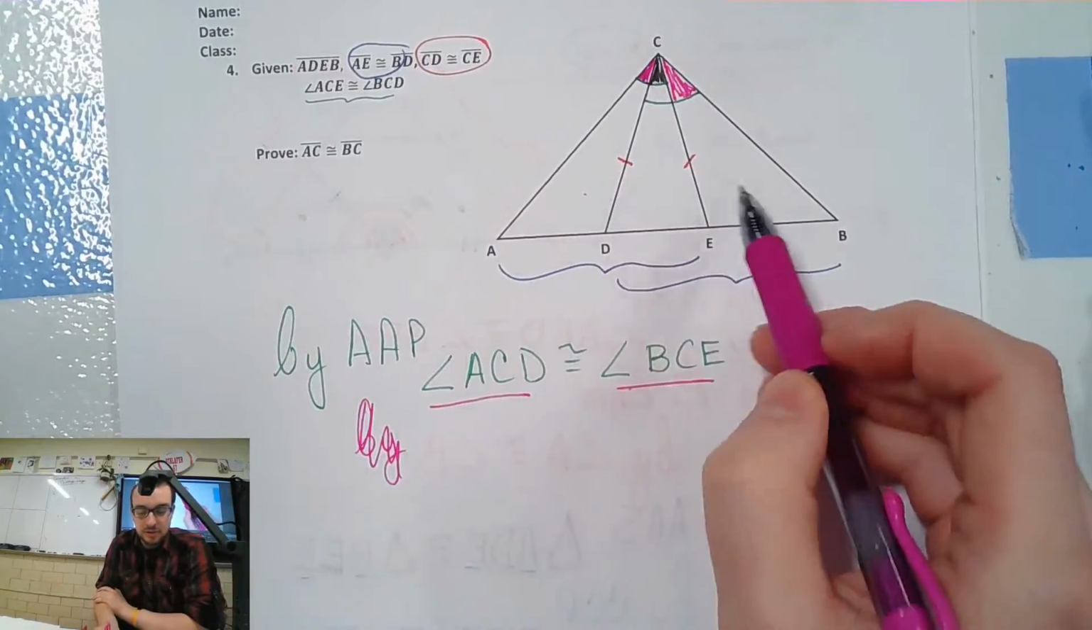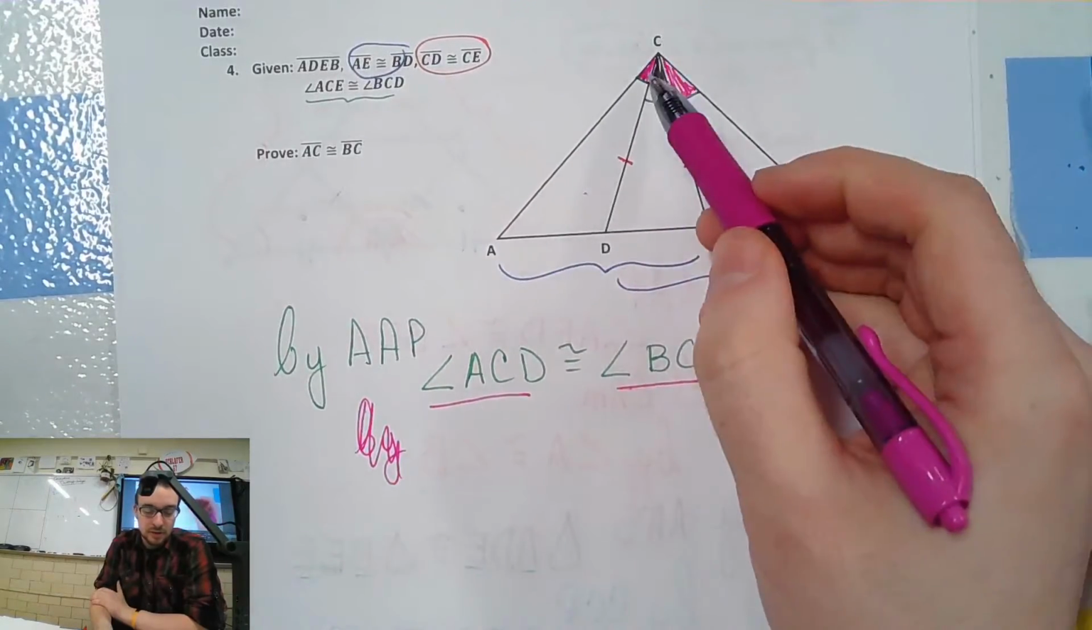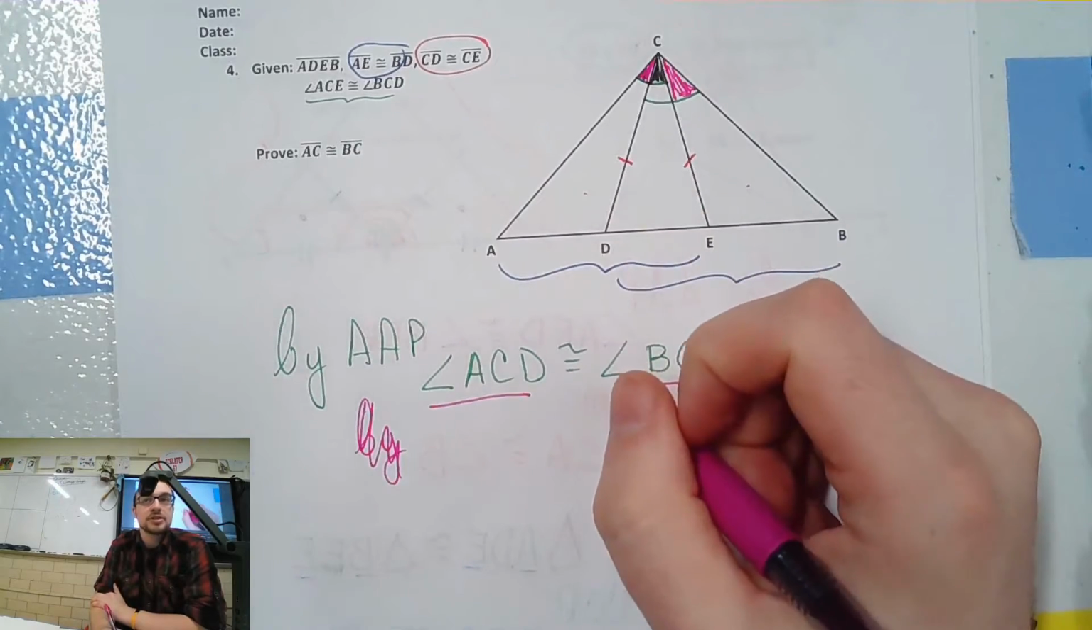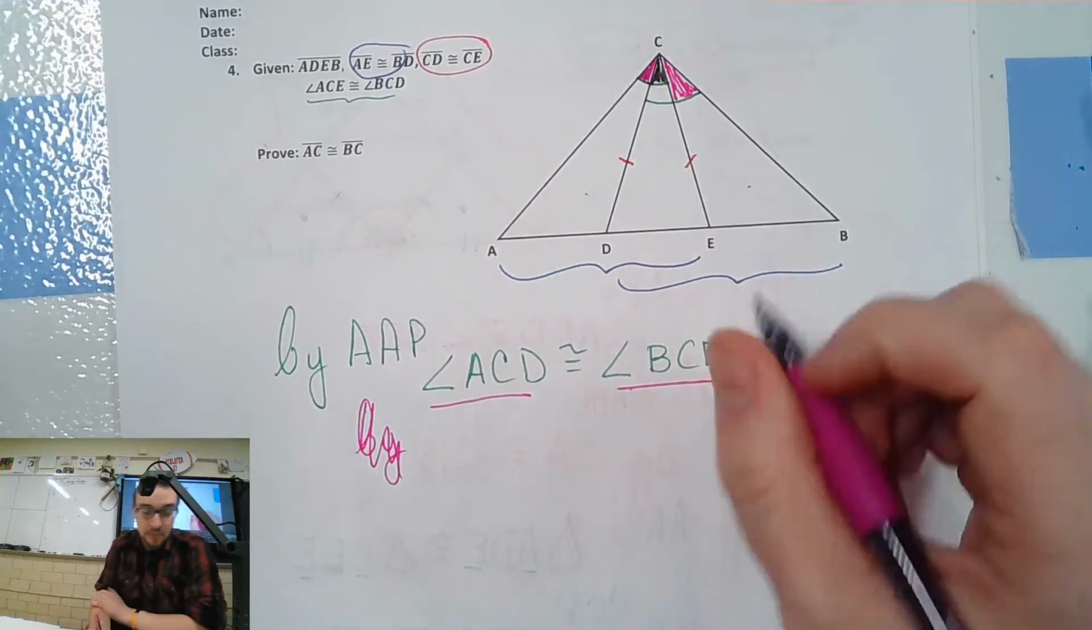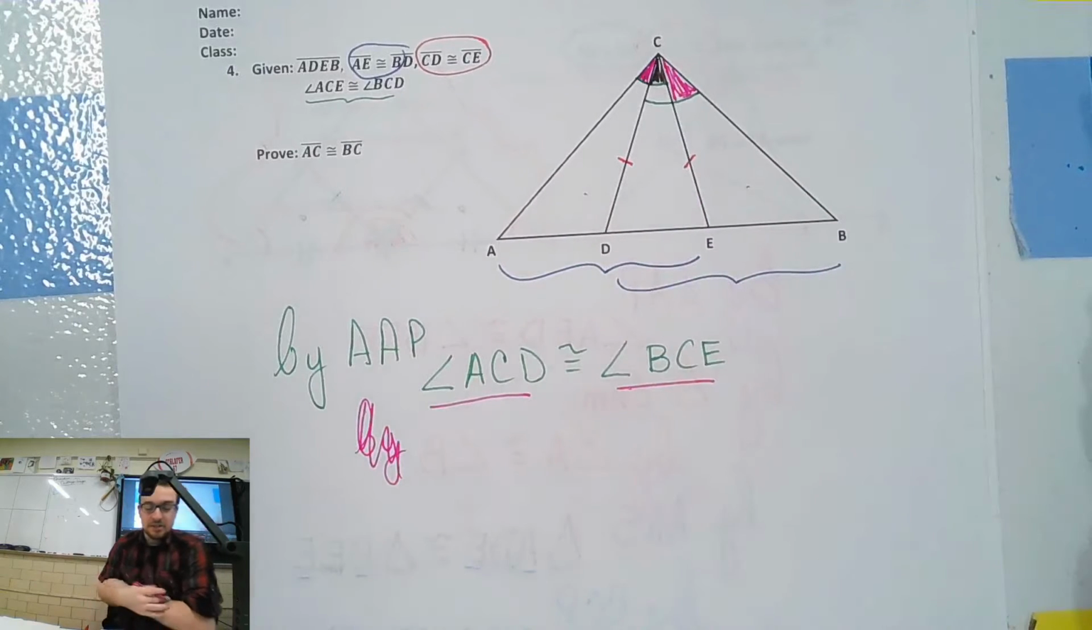So we don't have enough to prove these two triangles congruent, which should be our goal since we want these two sides. Actually, there's a much quicker way to do this proof, and I'll show you in a second. But angle side, we need some more information. What can we do to get more information? Go ahead, Coda.